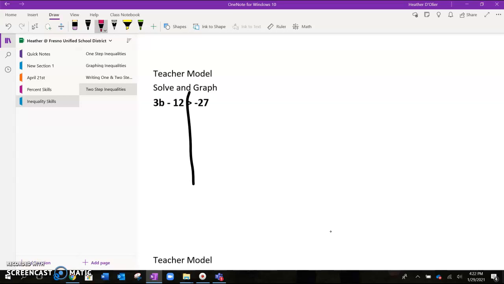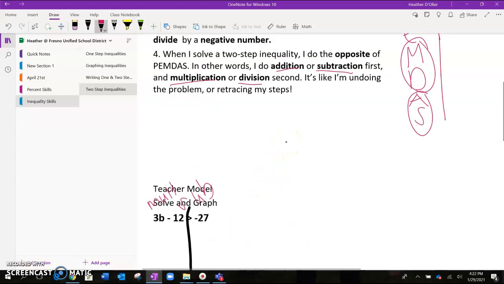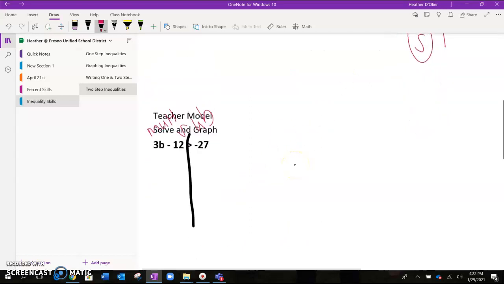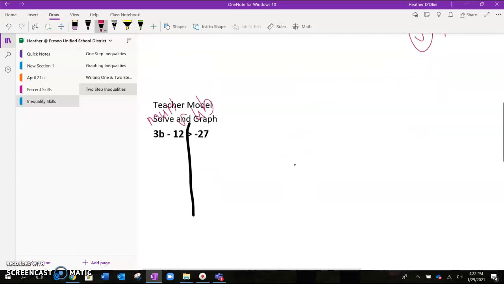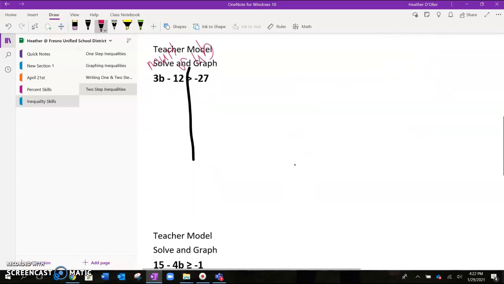So 3b, that's multiplication, and subtract 12, or that negative 12 there, that's just subtraction. So I've got multiplication and subtraction. And then remember from up here, I actually start with addition and subtraction first, then I'll get into the multiplication and division. So I need to do the inverse of subtracting 12.